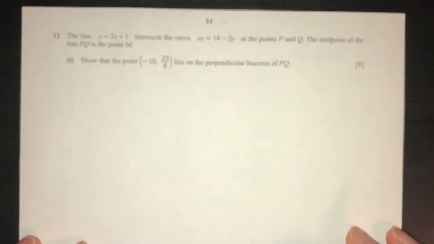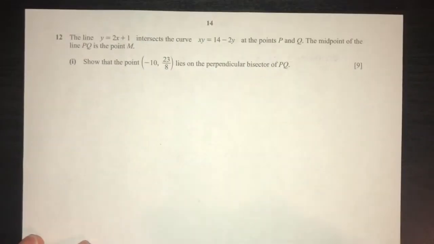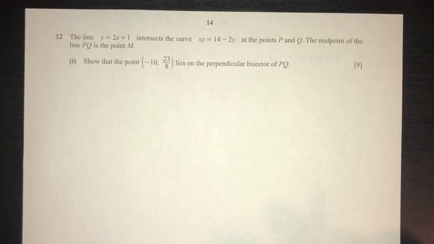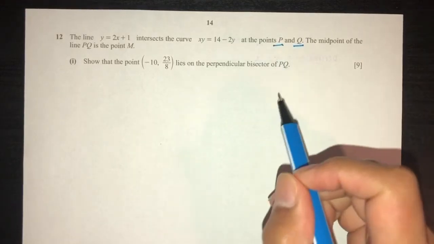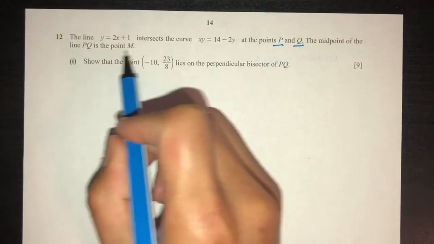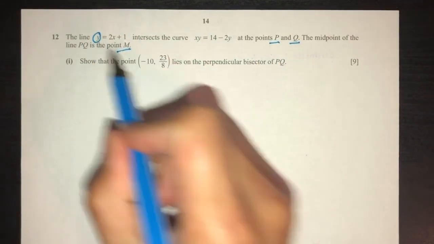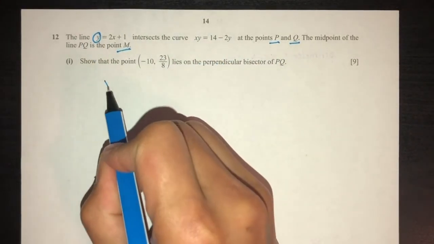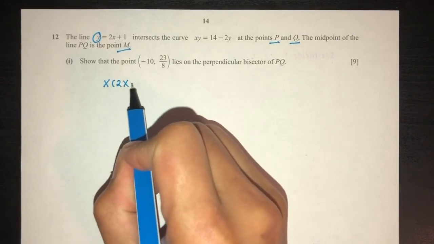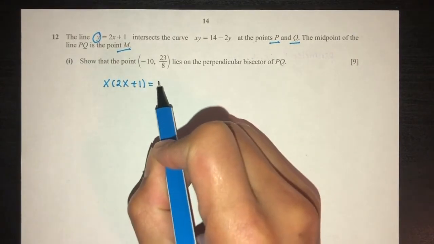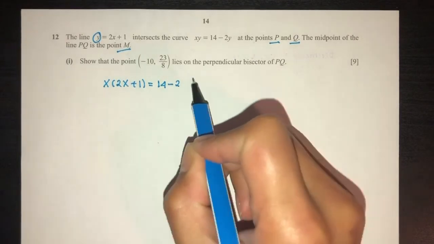Now let's move on to question number 12. The line y equals 2x plus 1 intersects the curve xy equals 14 minus 2y at the points P and Q. The midpoint of P and Q is M. So first let's find P and Q. Here you have y and here you have y. We can replace, so x times y becomes x times (2x plus 1), equal to 14 minus 2y again.